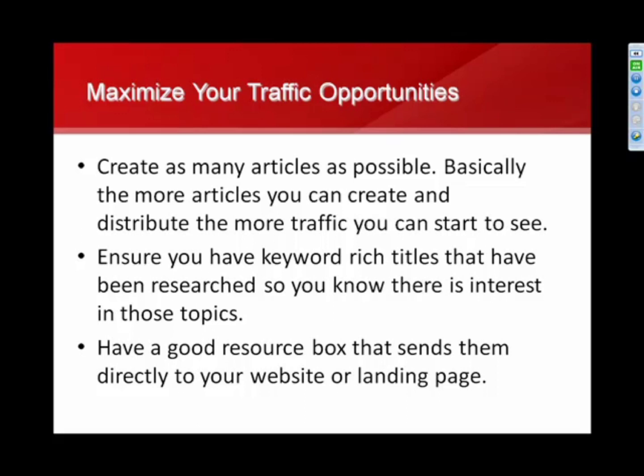If you can write 50 articles to distribute, you're going to be that much better than if you had just written one article on one core keyword, because now all of a sudden you're targeting 50 various keyword phrases. And ensure you have keyword-rich titles that have been researched, so you know that there is an interest in those topics. That's how you can really maximize article marketing. Like I said before, when we were doing keyword research using Google Insights, using the Google AdWords tool, using all those things together to generate as much good keyword research as possible, you want to know that those topics are being searched for. You want to know that they are hot topics.